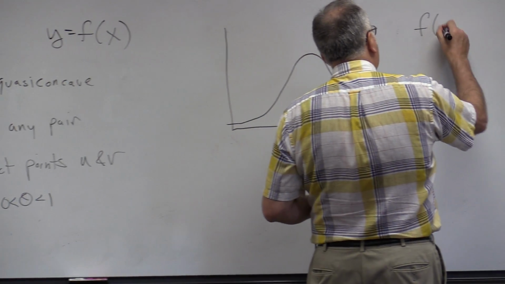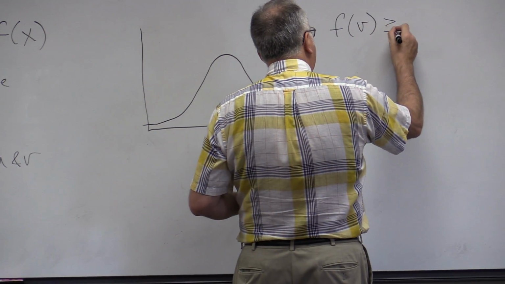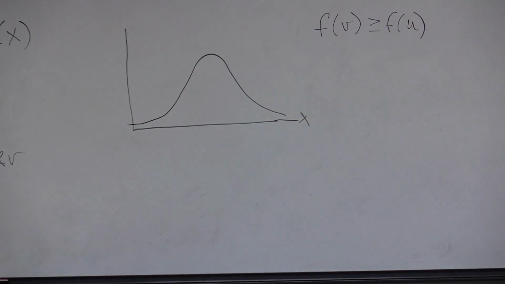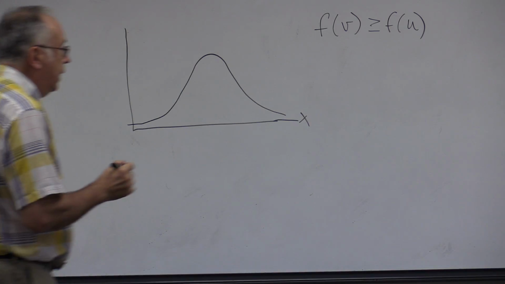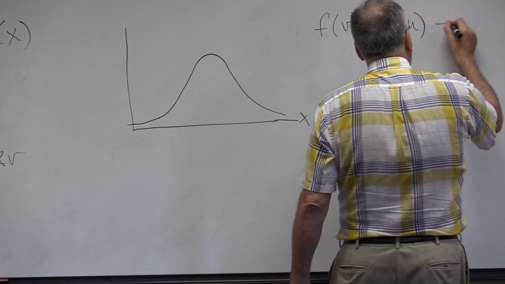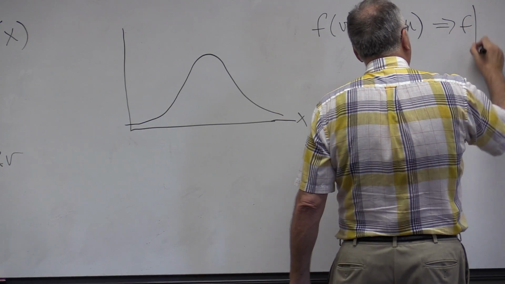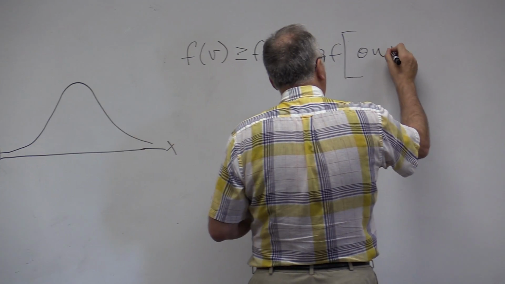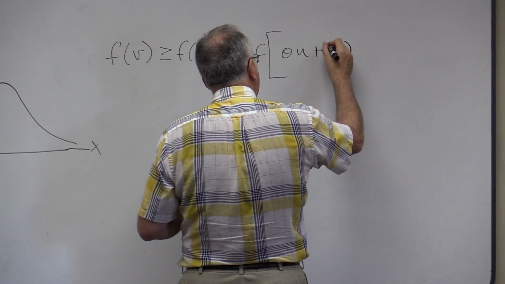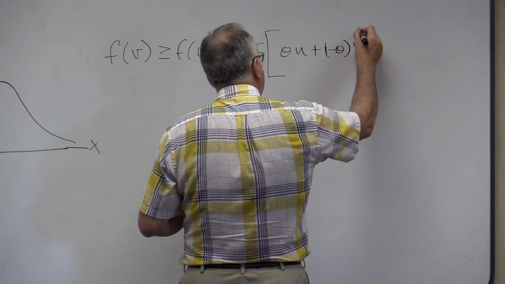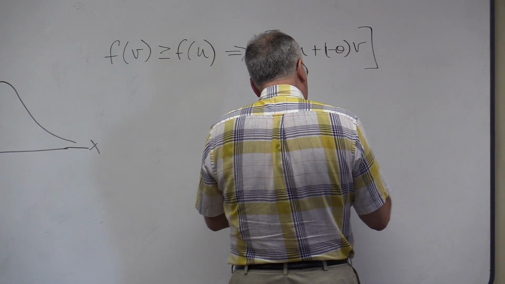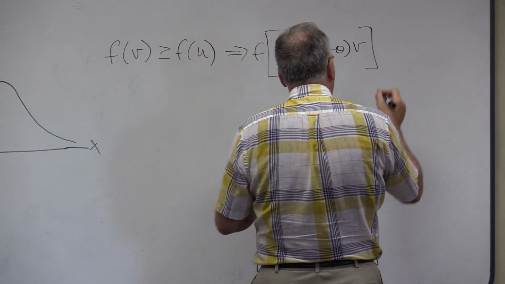For f of v greater than or equal to f of u, okay, let f of v be greater than or equal to f of u. That implies that f evaluated at theta u plus 1 minus theta v is greater than or equal to f of u.